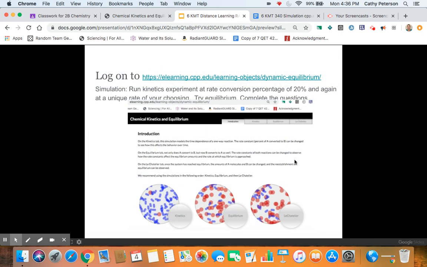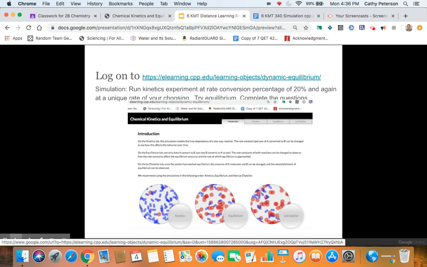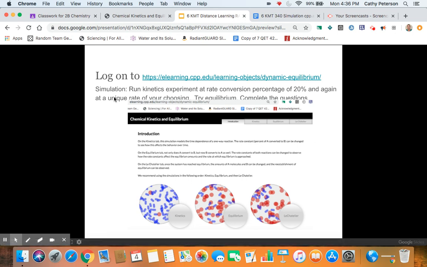Today we're going to use this simulation, and you can click the link right on the slideshow, or you can click the link that was attached to the assignment. We're going to run the kinetics experiment at a conversion rate. I'm going to do the example at 50%. You're going to do it at 20%, and then again at a unique rate of your choosing.